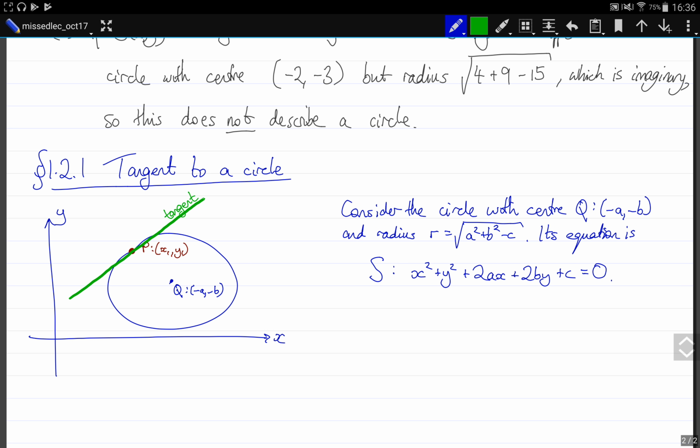Tangent. And the clue, of course, is that the slope of the tangent is perpendicular to the radius between Q and P, which has length R. So, if the point with label P and coordinates x1, y1 lies on the circle, then when we evaluate S at x1, y1, we must get 0.